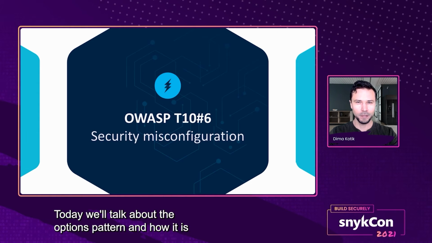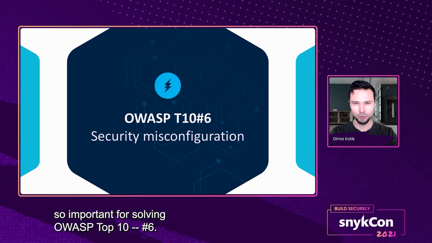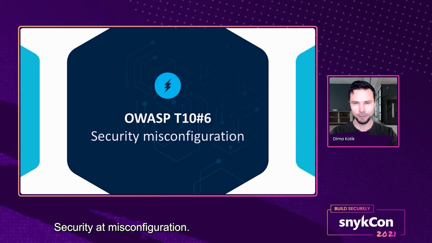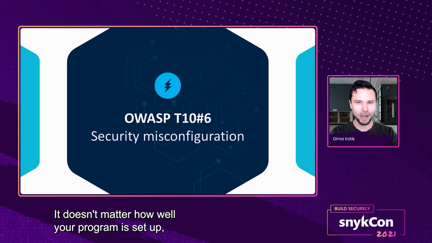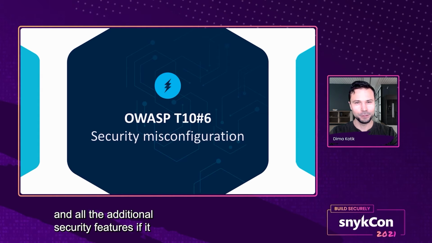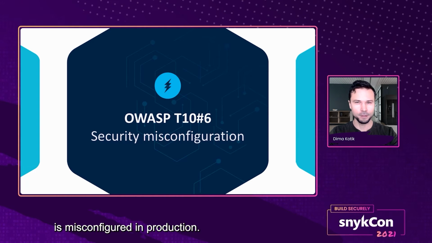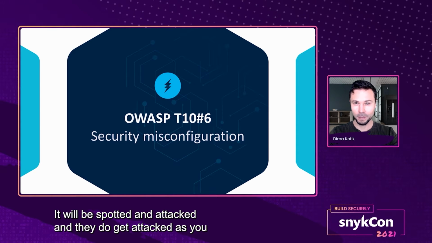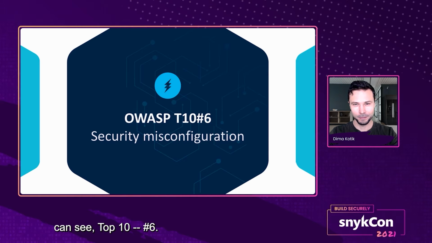Today we'll talk about the options pattern and how it is so important for solving OWASP Top 10 number 6, security misconfiguration. It doesn't matter how well your program is set up with access control and analysis tools and all the additional security features if it is misconfigured in production. It will be spotted and attacked, and they do get attacked, as you can see, top 10, number 6.